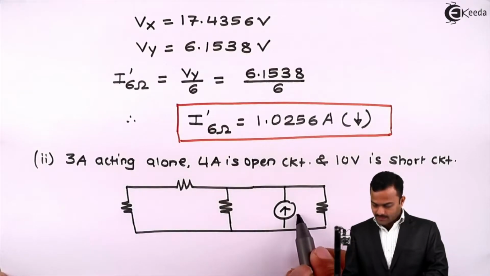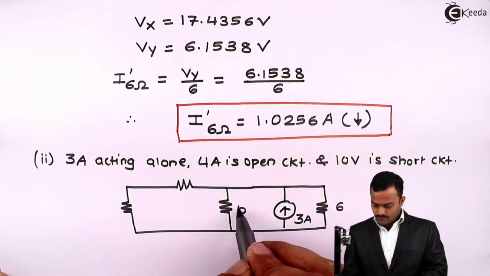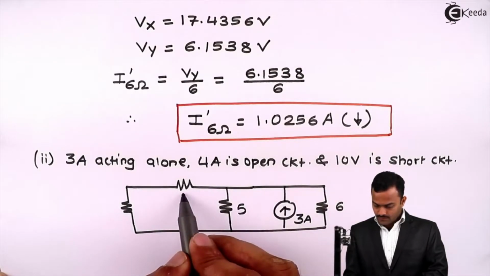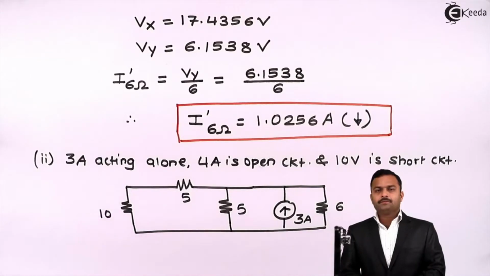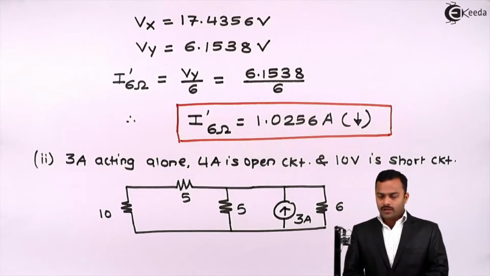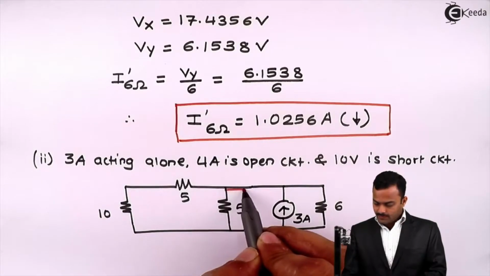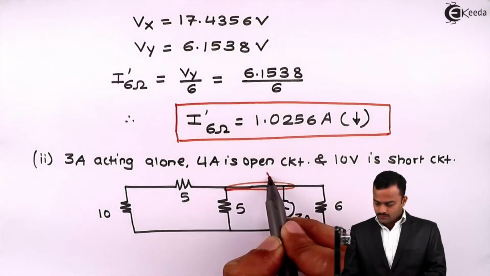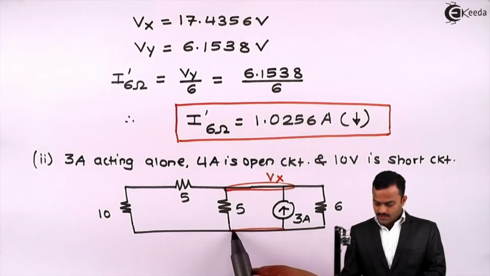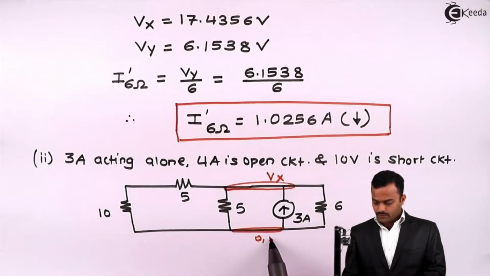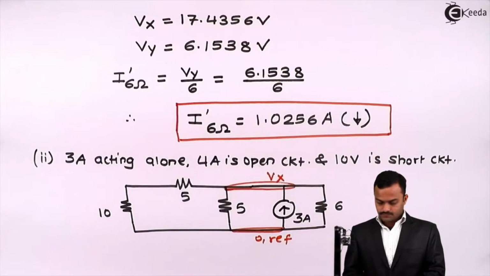Here 3 ampere is acting alone, with 6 ohm, 5 ohm and 10 ohm. Once again we are going to use a nodal analysis because here it is very easy. This entire thing will become one node having the potential Vx, and this will be a reference with potential 0.